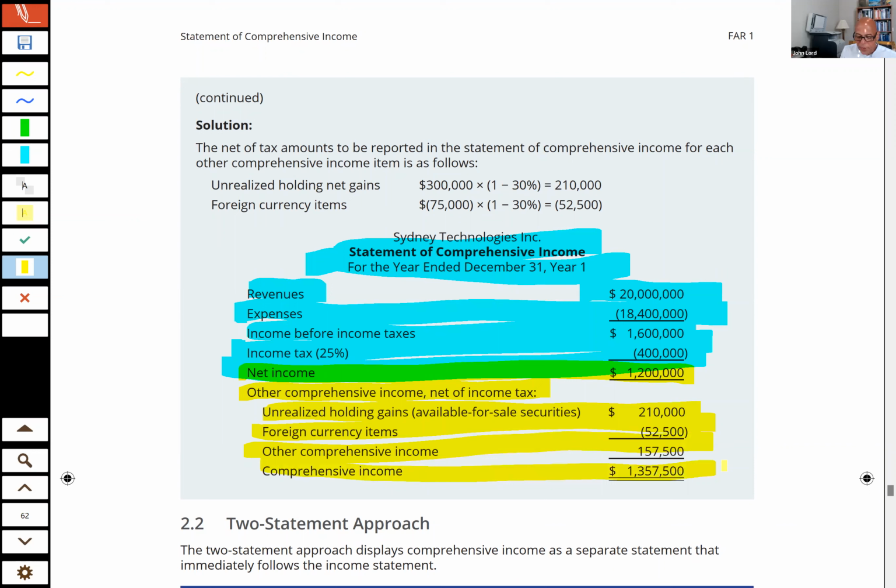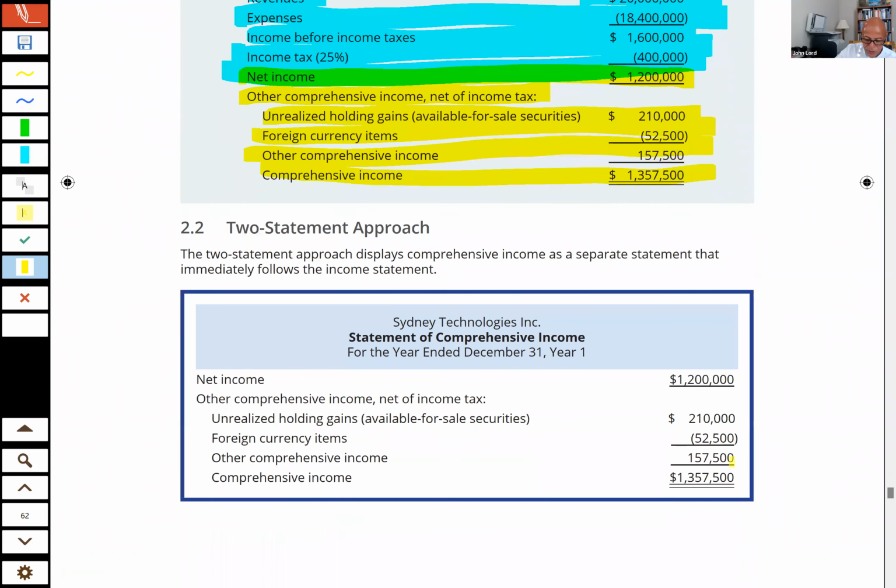Now, when FASB proposed this, companies were like, I really don't want to mess up my income statement by having to keep adding stuff to it. Would it be okay if we had a two-statement approach where we just kept the income statement the way it is and then broke out a separate piece of paper and made a statement of comprehensive income? So that's what they did.